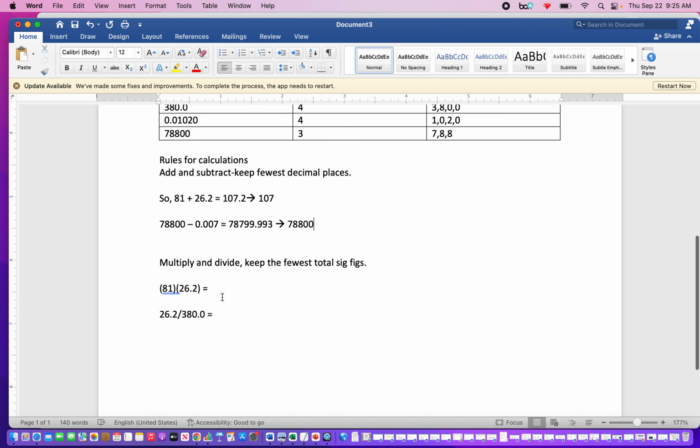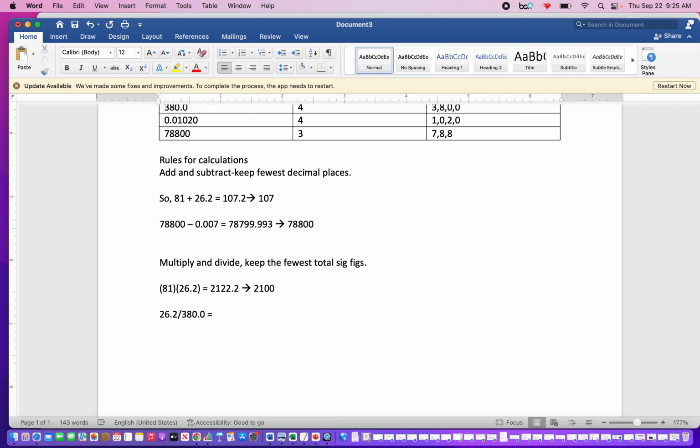So multiplying, dividing, we're going to keep the fewest number of total sig figs. So 81 times 26.2. My calculator says 2122.2. But the 81 has only 2 sig figs. The 26.2 has 3. 2 is fewer than 3. So my answer has to have just 2 significant digits. So I'm going to keep the 2 and the 1. What do I do with the rest of them? They become zeros. And I don't want a decimal point because then that makes them all significant. So that's the way I need to write it, to have 2 sig figs.